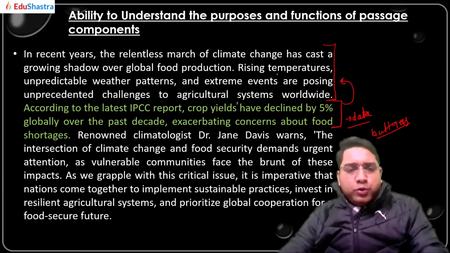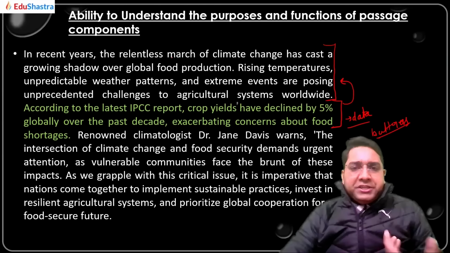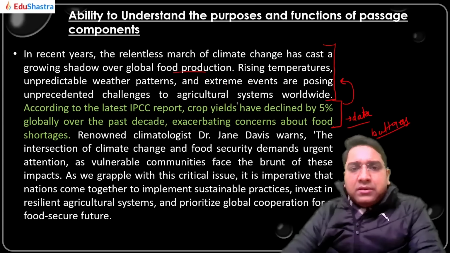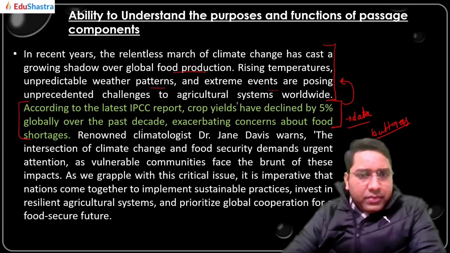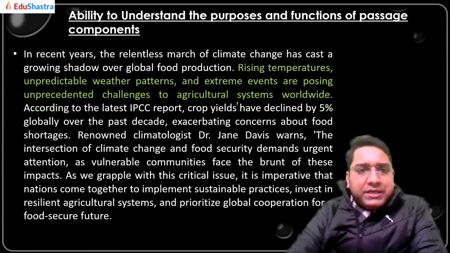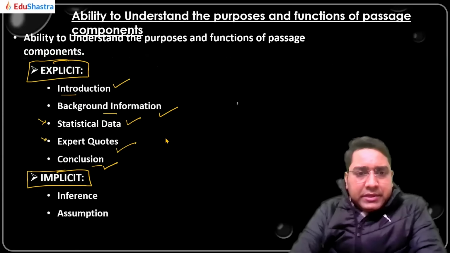This information is supporting the previous information, that recently climate change has been discussed, that because of climate change few things are in jeopardy. After that, background information like rising temperatures, unpredictable weather patterns, extreme events, correct? After that they gave a stat, gave data, correct? Very good. So this is the point that I mentioned here, statistical data, the third point. Okay, then let's see further.